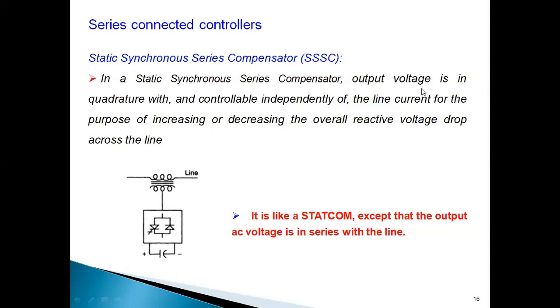Now the output voltage which will be injected is in quadrature. When I say quadrature, the angle difference is 90 degrees between the output voltage and the line current, the transmission current. That's why we call it quadrature. It is for the purpose of either increasing or decreasing the overall reactive voltage drop across the line.